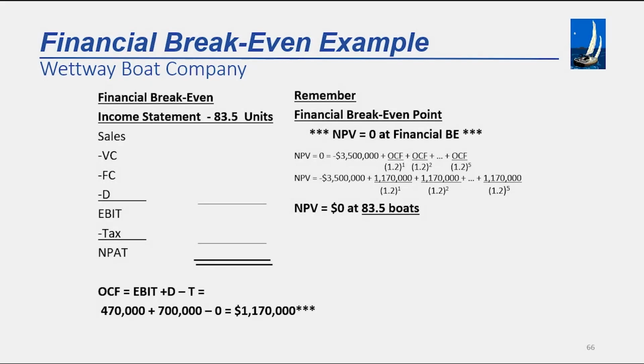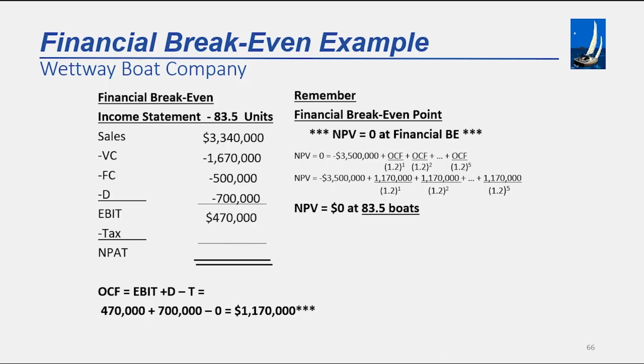I can prove this, again, using an income statement, P&L. I take the 83 and a half boats times 40,000 per boat to get 3.34 million. My variable costs are 20,000 per boat times 83 and a half boats, 1.67 million. Fixed costs remain the same, 500,000. Depreciation remains the same, 700,000.